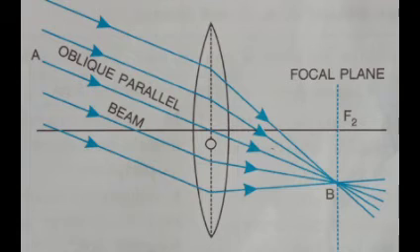And number six, this is called the focal plane. If you imagine any plane through F1 or F2, or through the foci, this plane is known as the focal plane.